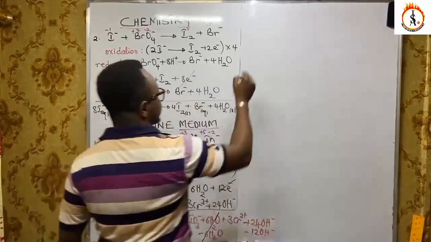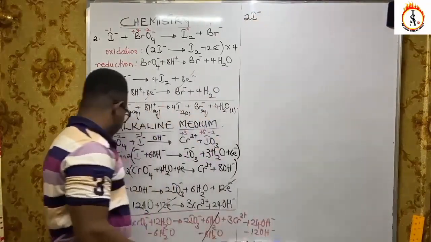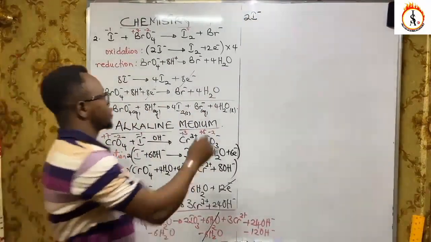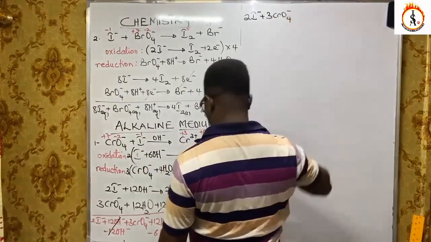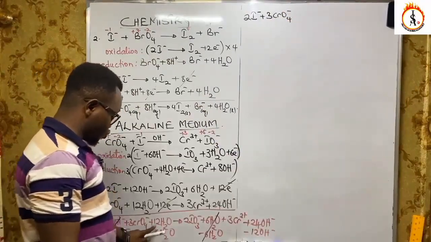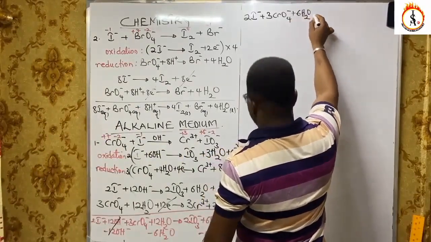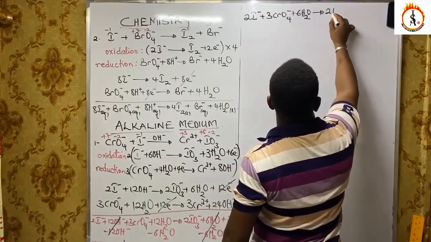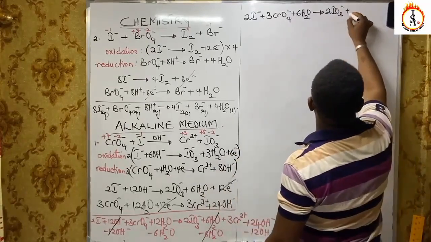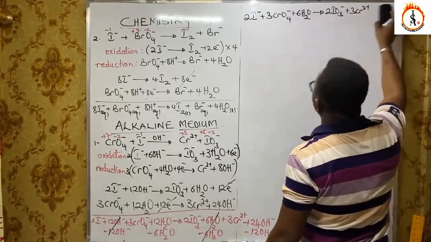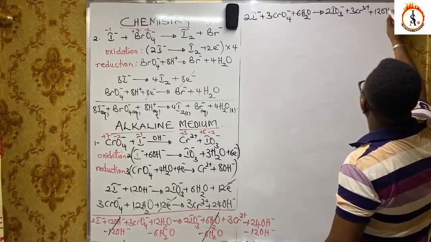So what we now have will be 2 iodide ions plus 3 tetraoxochromate 7 plus 12 minus this 6 will give us 6 molecules of water to produce 2 iodate ions. 6 and 6 cancels, plus 3 chromate ions, and then 24 minus 12 gives us 12 hydroxyl ions.